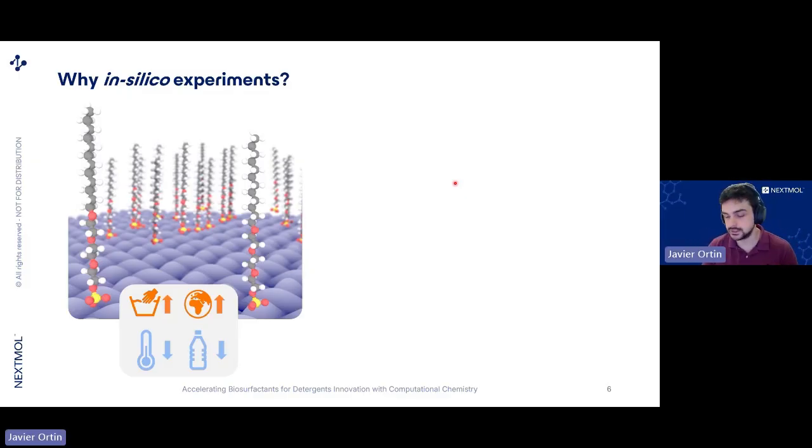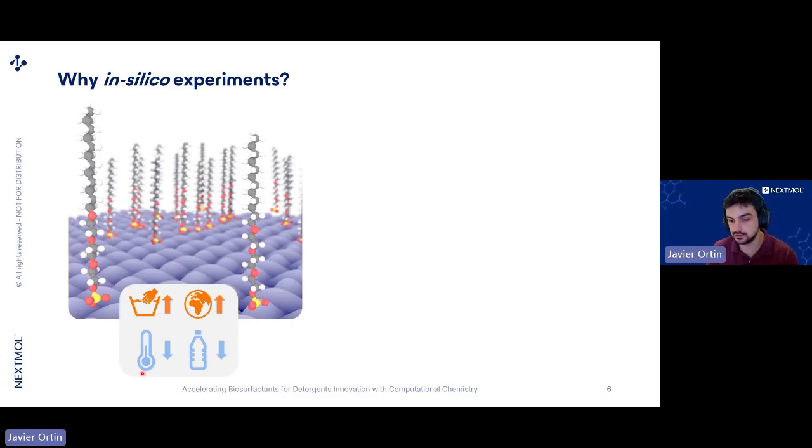Why is it interesting to perform in silico experiments or computational chemistry simulations? According to our experience in the last years in the home care industry, researchers are trying to obtain detergents that have a higher cleaning power, that are more environmentally friendly, while at the same time they are trying to work with lower temperatures and with lower dosages. So basically, right now the researchers in the home care industry are trying to find an ideal detergent.